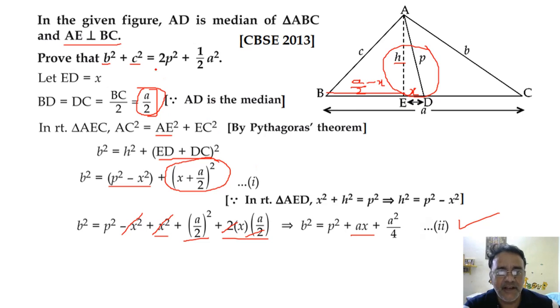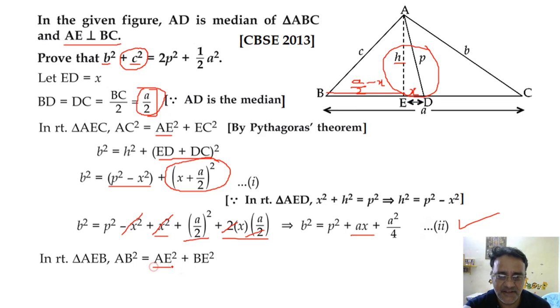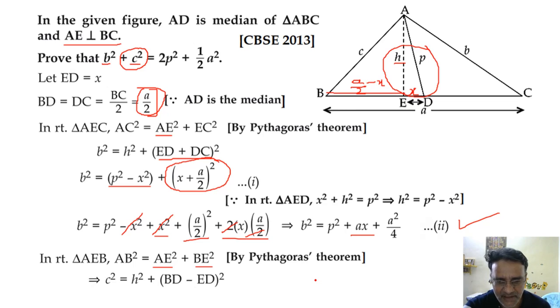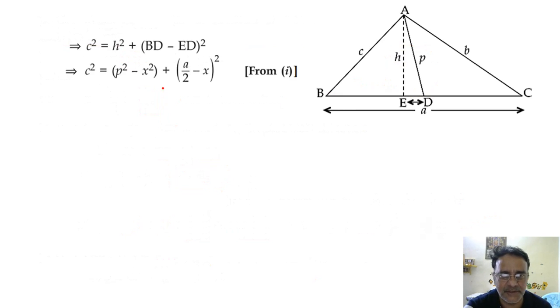Okay, now the next part is C. Now C means you have to take triangle ABE. Now in right triangle AEB, AB square is equal to AE square plus BE square, and AE is H, and BE we can write as A by 2 minus X. I already told you. Right, now in the next step we are going to substitute A by 2 minus X here, and H square is equal to P square minus X square.